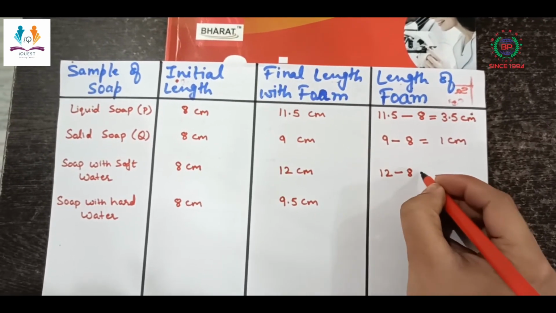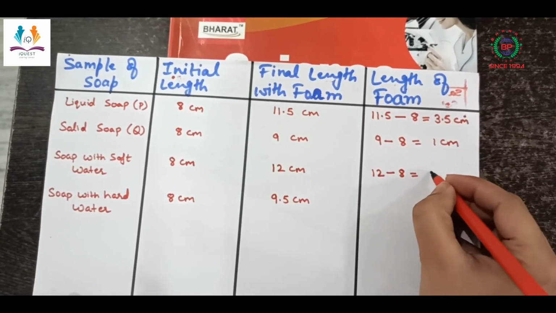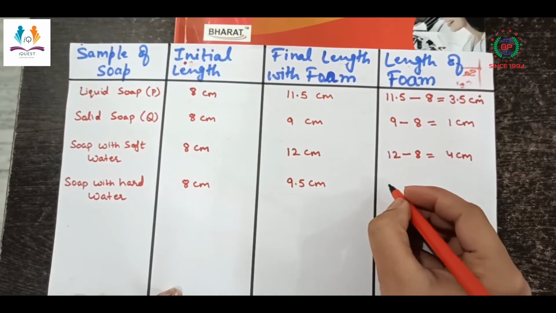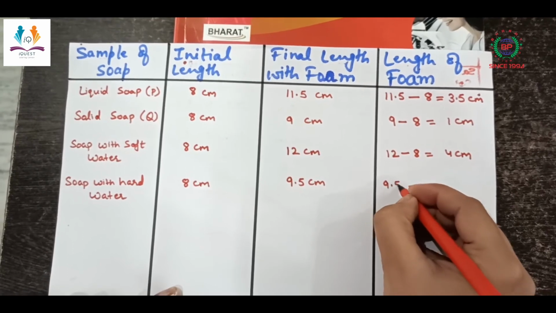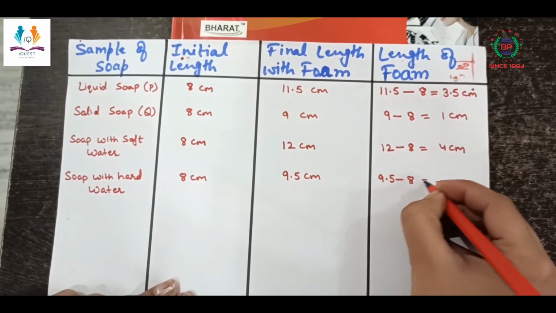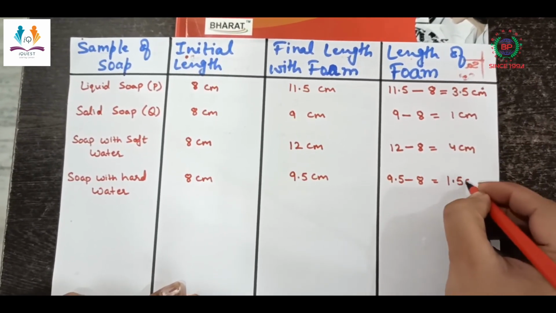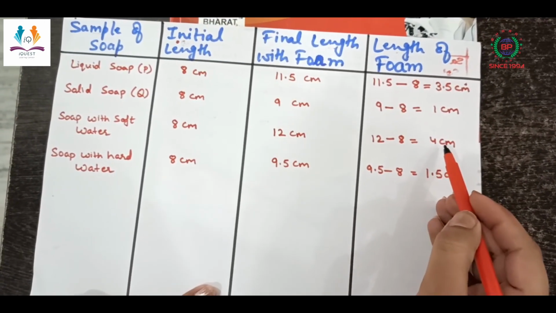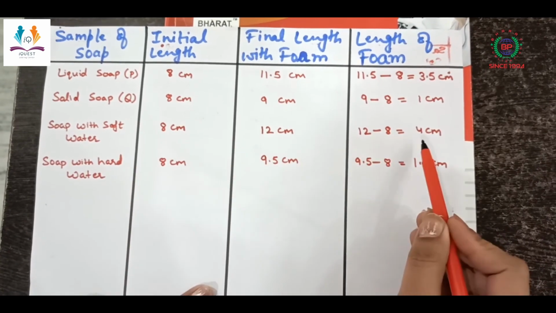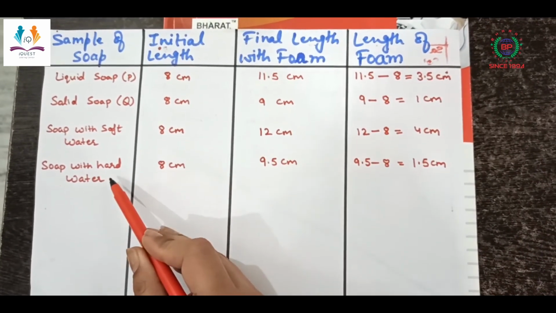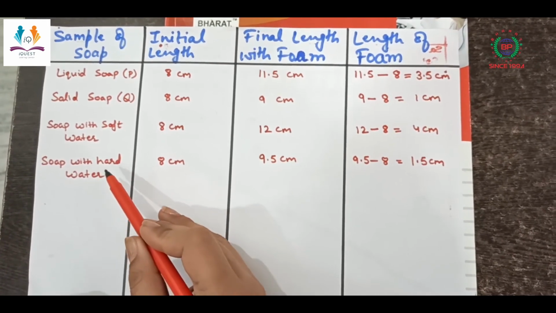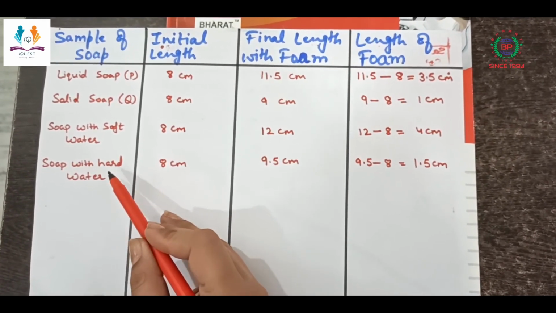To calculate the length of the foam in the soft water, we subtract 12 minus 8, that is equal to 4 centimeter, and in the hard water the foam length is 9.5 minus 8, which is equal to 1.5 centimeter. It means the length of the foam in the soft water is more as compared to the length of the foam in the hard water if we take equal amounts of soap and equal amounts of water in it.